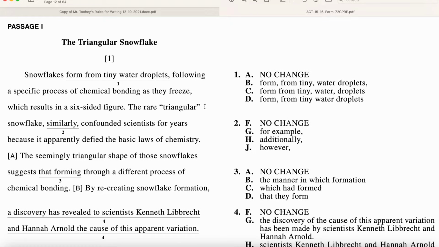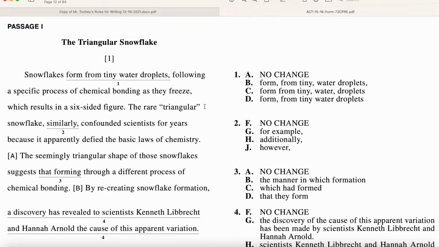The seemingly triangular shape of those snowflakes suggests the manner in which formation through a different process of chemical bonding. It's too long. It is really, really wordy and doesn't seem right. Let's try C. The seemingly triangular shape of those snowflakes suggests which had formed through a different process. That doesn't flow off the tongue. Anytime you stumble over an answer choice when you plug it in, never a good sign. You don't even need to know the rule yet, but A, B, and C don't sound good.